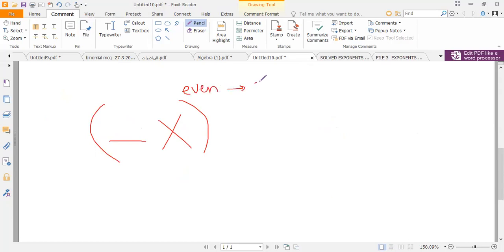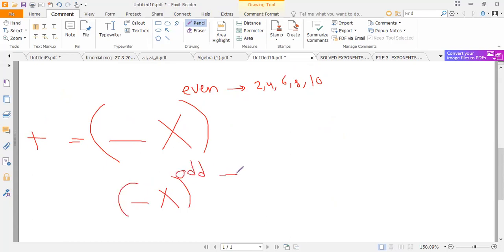Even numbers are multiples of 2, like 4, 6, 8, 10, okay? If you have even powers, your answer here will be positive. But if it is negative x to the power of odd, what is odd? Odd means your unit digit may be 1, 3, 5, 7 or 9. So if you have an odd power here, you keep the negative sign. This is a very important point.